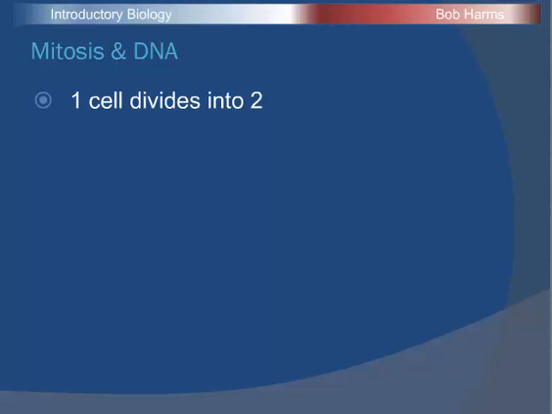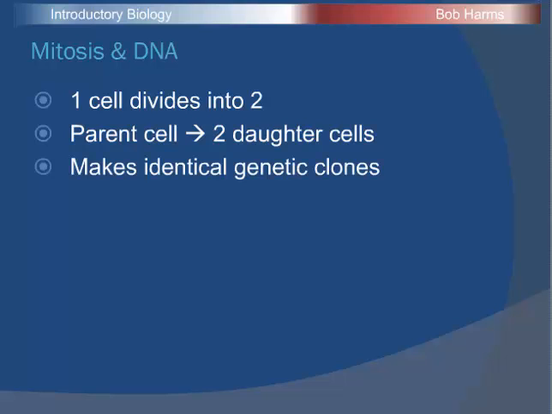Now, we typically name these cells just to keep track of which ones we're talking about. And that original cell is usually referred to as a parent cell. It's going to split into two daughter cells. So those would be our new cells. And again, mitosis is going to make identical genetic copies or clones of itself. And so not only are the two daughter cells going to be identical to each other, but they're also going to be identical to that original parent cell as well.